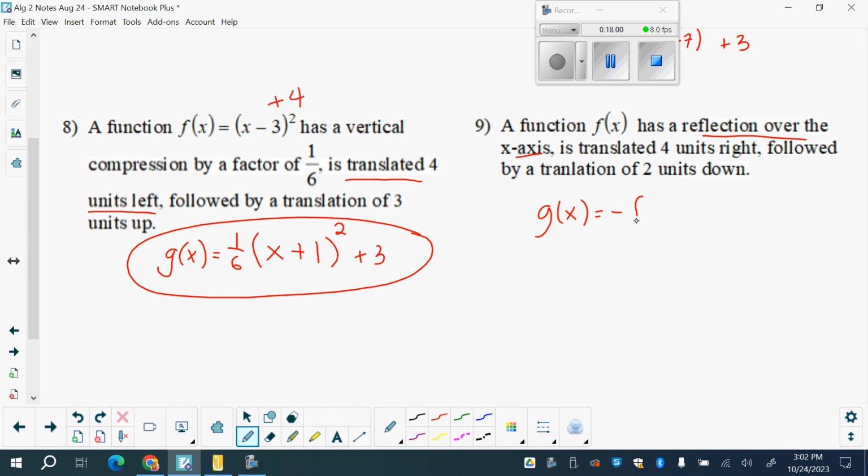So we have a negative in the front, and then 4 units right. Minus 4. Where would we put that? Inside the parentheses. So it's f of x minus 4. Does that make sense? And then followed by a translation of 2 units down. Where would the 2 units down go? Outside, so minus 2. Good. You guys did great with that. Okay.